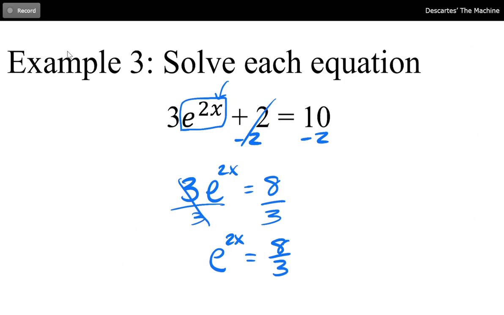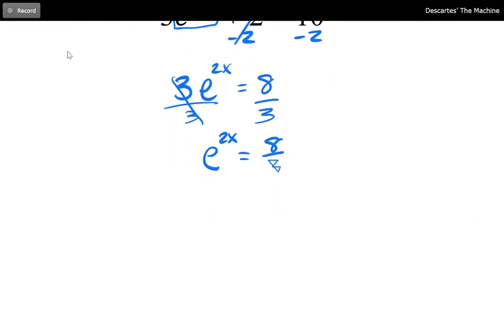Now how do I get rid of the e and get the x out of the exponent? Whenever you see e as a base and you're solving for the exponent, what gives us the exponent, right? Logarithms. So logarithm of what base, though? Log base e, which is the natural logarithm. I'm going to take the natural logarithm of both sides. Natural log of the left, and natural log of the right.